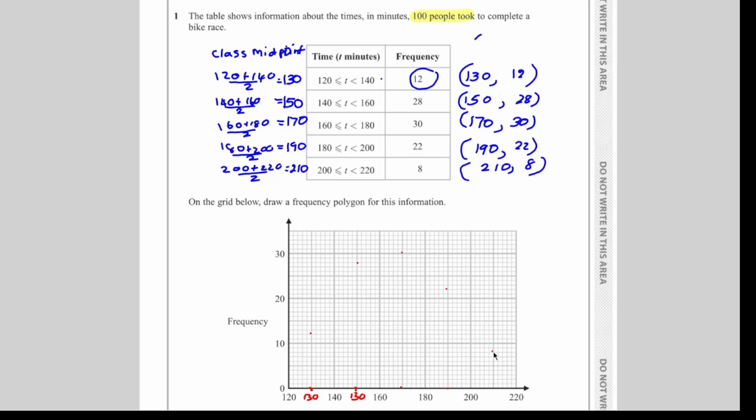Then don't draw it as a curve. For a frequency polygon, we know that a polygon is bounded by straight lines. Therefore, you have to join by straight lines. So let's join it by straight lines, from point to point. That's it. So I'm joining.